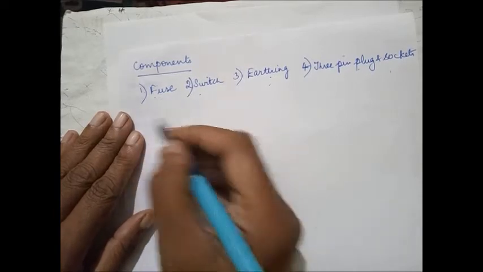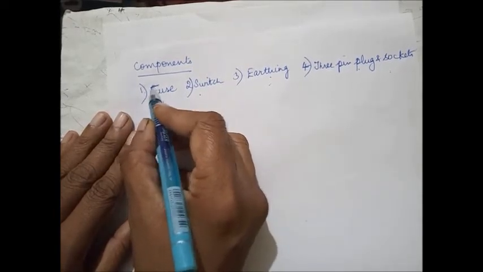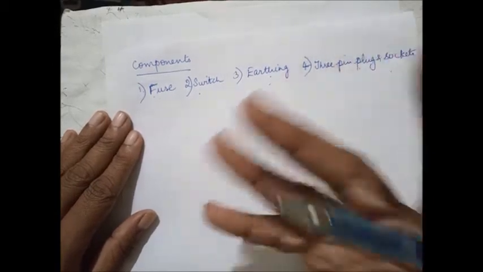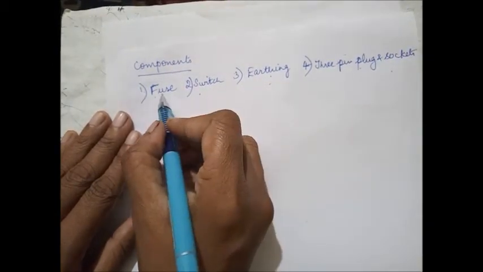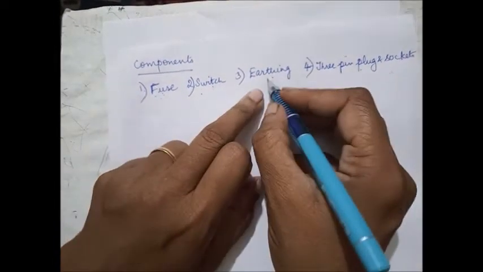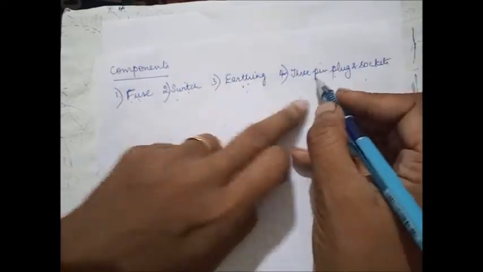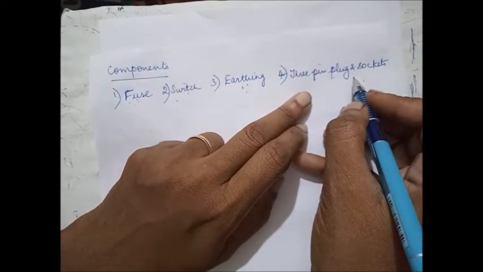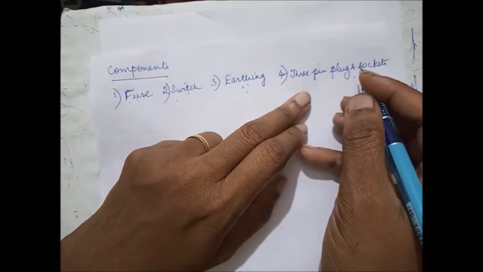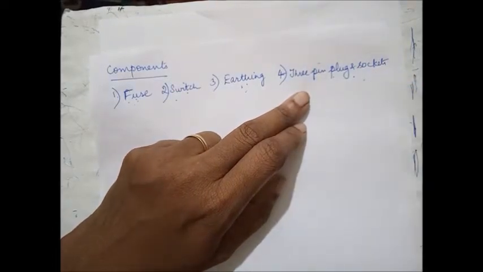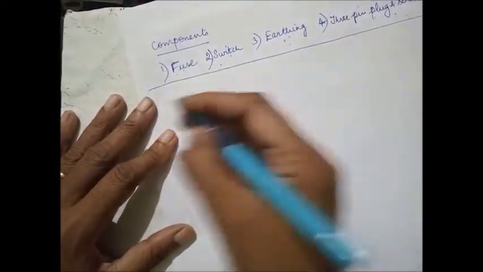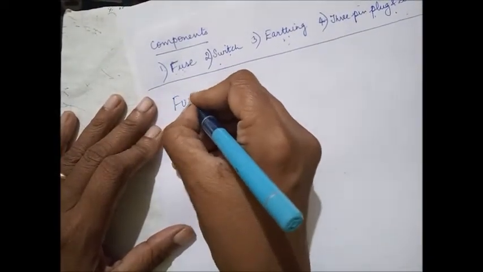Okay, you would have heard about fuse. I think this phrase fuse uduga is a very common phrase, right? Fuse has blown off. So fuse is a safety device. Switch, you know, it's an on-off device. Earthing is also a safety device. 3-pin plug and socket, you know, it's a kind of point through which you get voltage as the output, and you connect your appliance to that. Okay, so we'll start first with fuse.